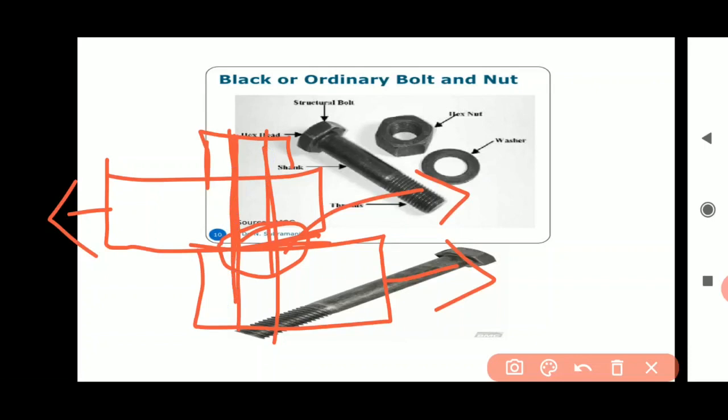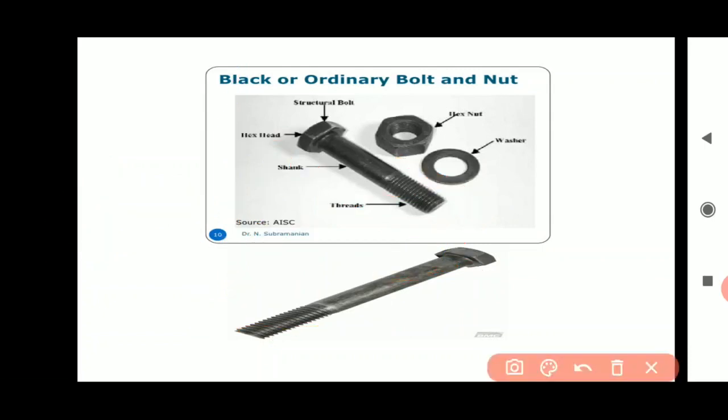So the edge of the hole will exert some pressure on the edge of the bolt, and the bolt will exert some bearing strength. In this way, by shearing and bearing, the force is transmitted from one member to another member. So the shear stress will be exerted in this surface, and the bearing strength will be exerted in this vertical edge. By this mechanism, the force is transmitted from one member to another.